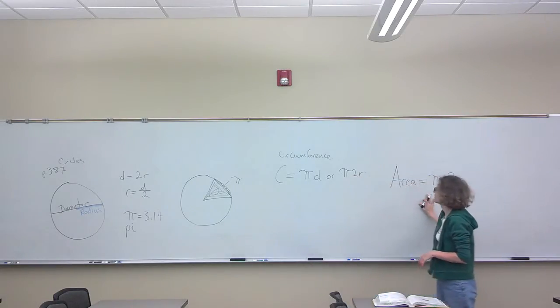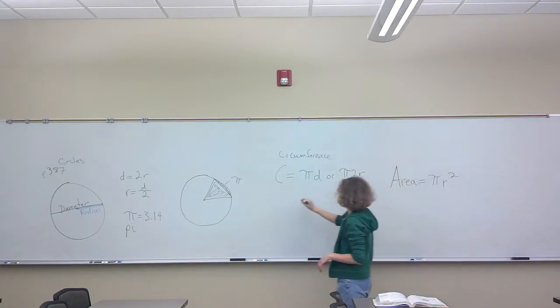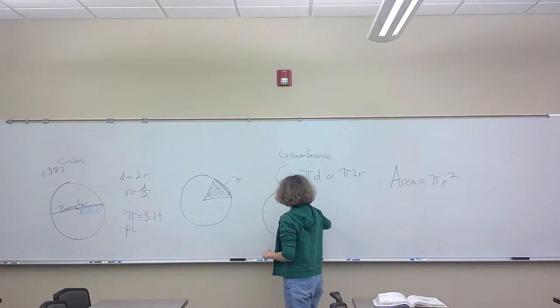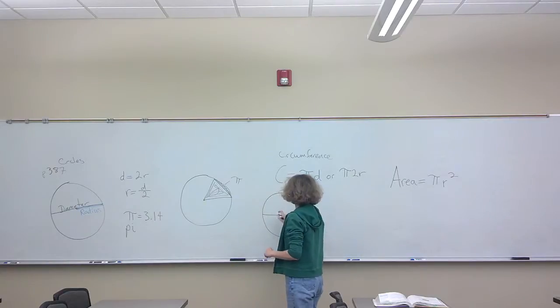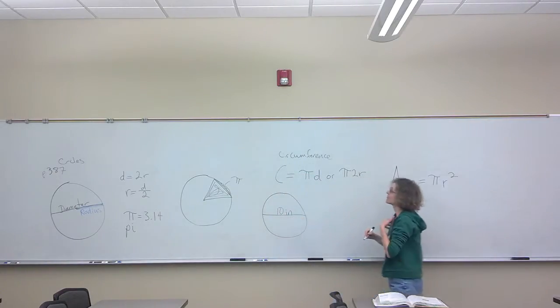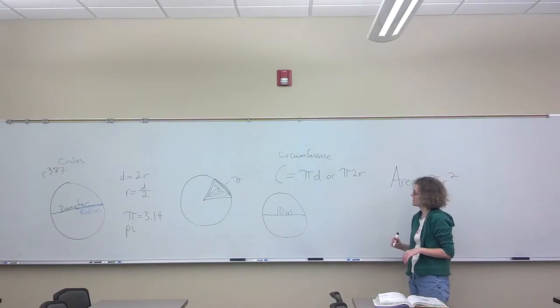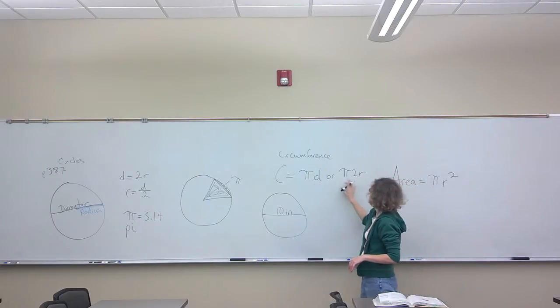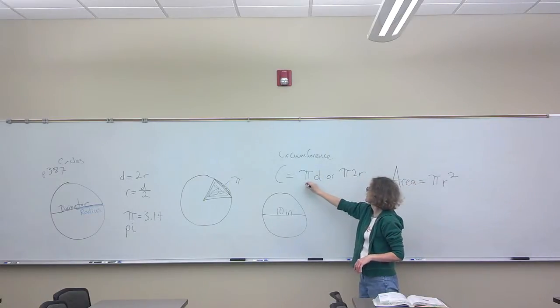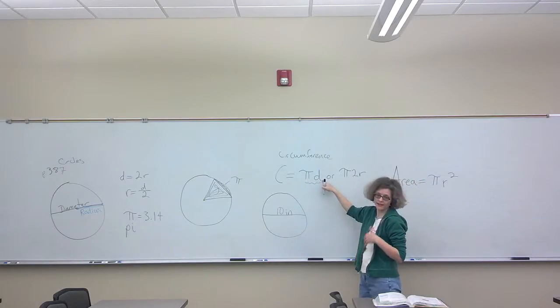So there's 2 things you're going to be asked in this section. The circumference and the area of the circle. The circumference is just the distance around the circle. And they're going to give you either the diameter or the radius with some form of unit, like inches. So if we have a circle with a diameter of 10, we can use either one of these formulas. It's going to be easier to use this one because it already has a diameter in it.